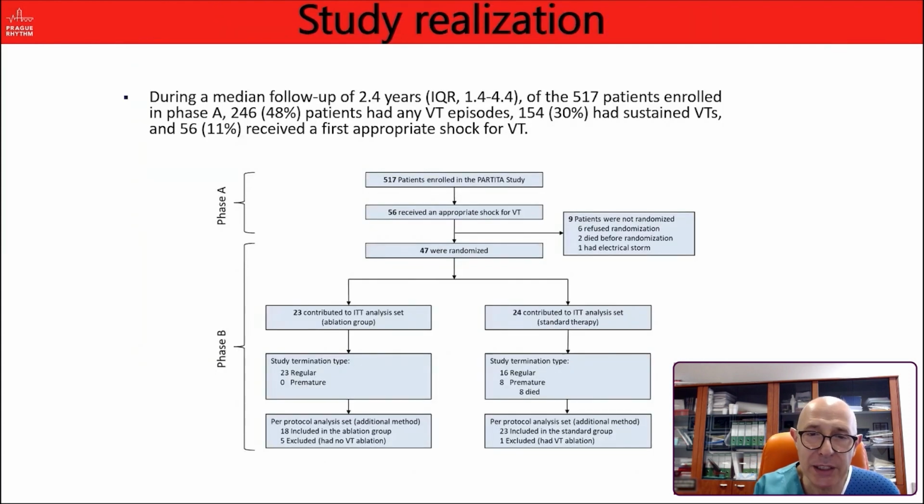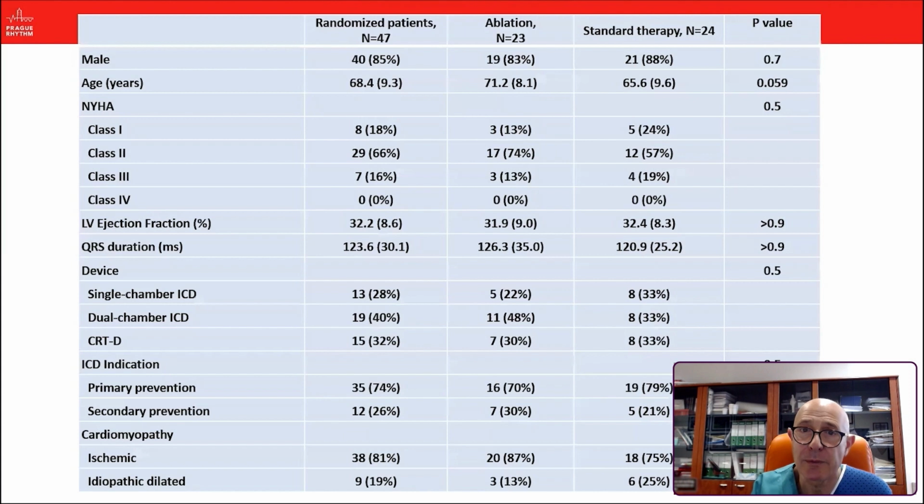Among the 56 patients that received an appropriate shock for VT, 9 were not randomized because either they refused randomization, 2 died, or 1 had a first occurrence of electrical storm. 47 were randomized, 23 contributing to the intention to treat analysis set of the ablation group, and 24 to the ITT analysis set for the standard therapy arm.